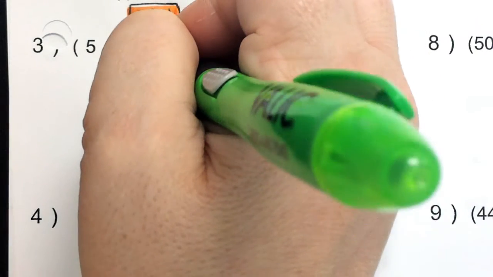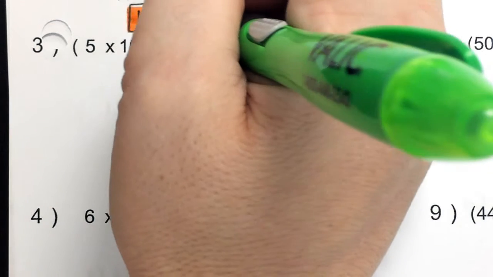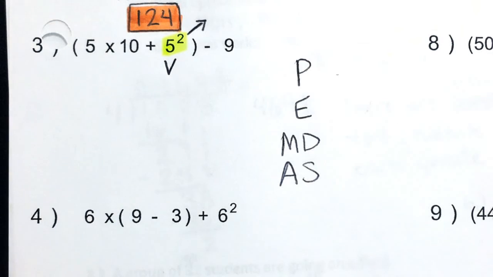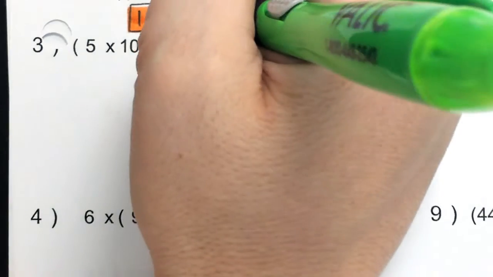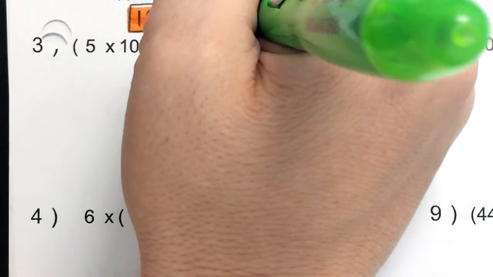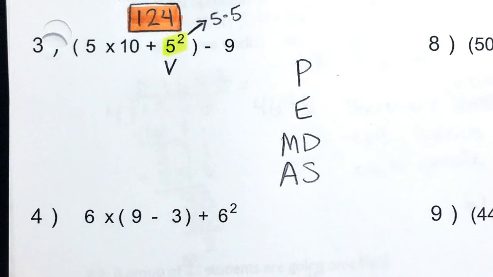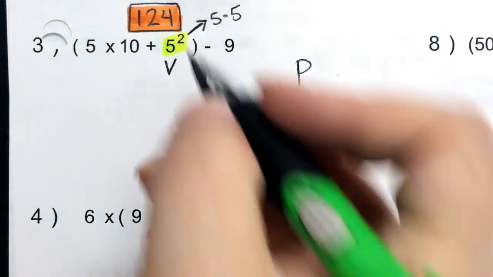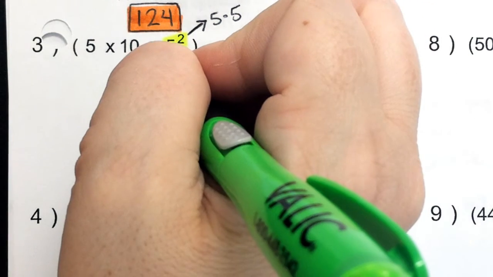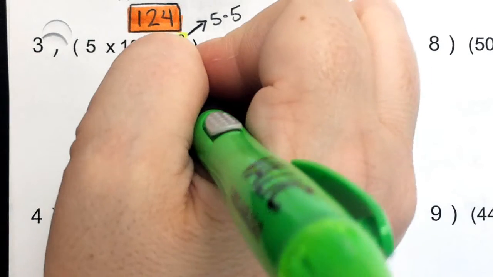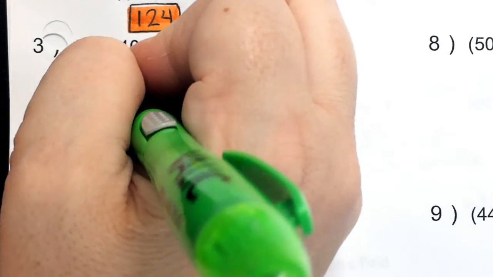All right, 5 to the second power. What does that mean we're doing mathematically? Gray. 5 times 5. Better? Okay. 5 times 5, what does that give me? 25. We still have our plus 10.